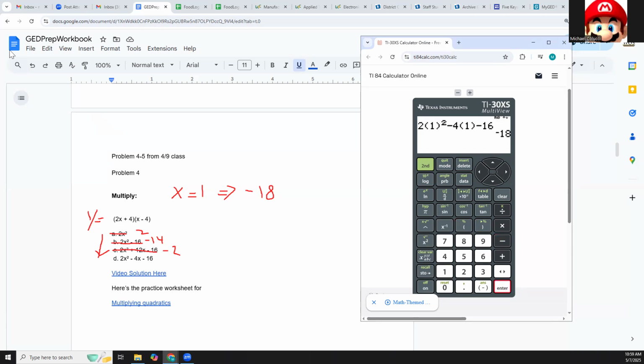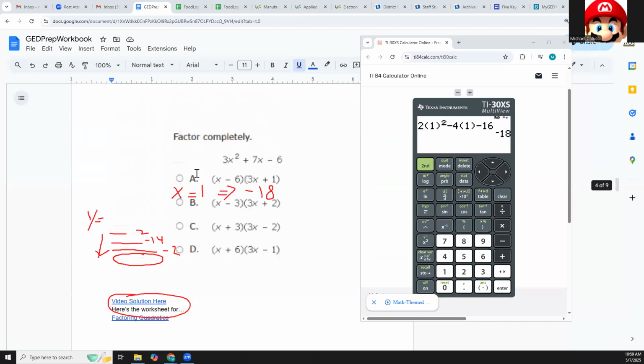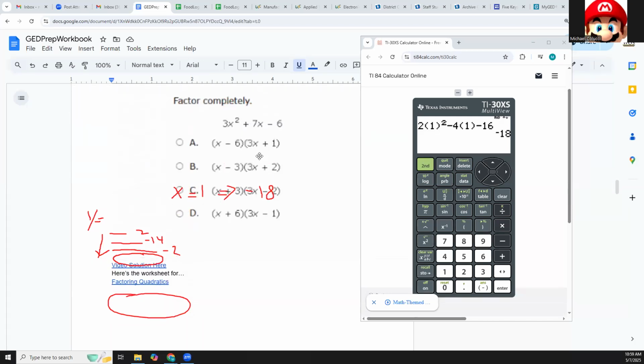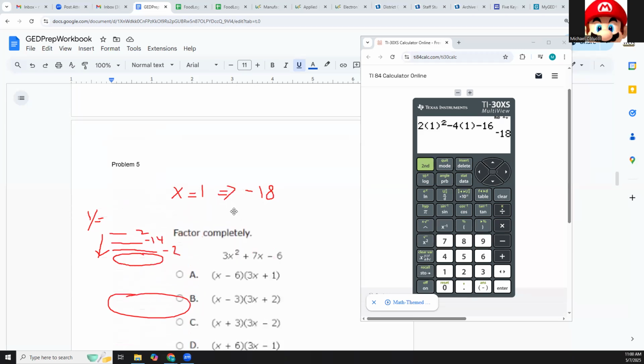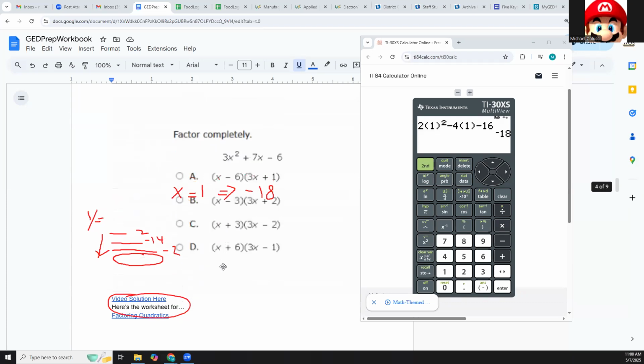Negative 18 is D. So please, there's plenty of practice problems right here at this link, multiplying quadratics. And then this is a very similar problem, factor completely. This is what we were working on in class. This is the same exact problem, just in reverse. They put the forms differently, but it's the same thing.